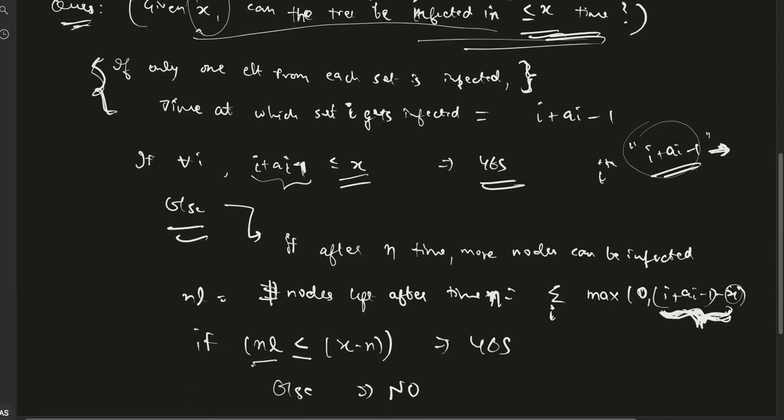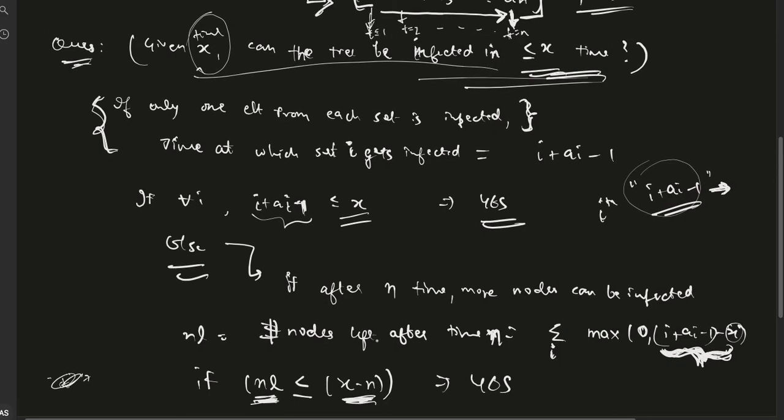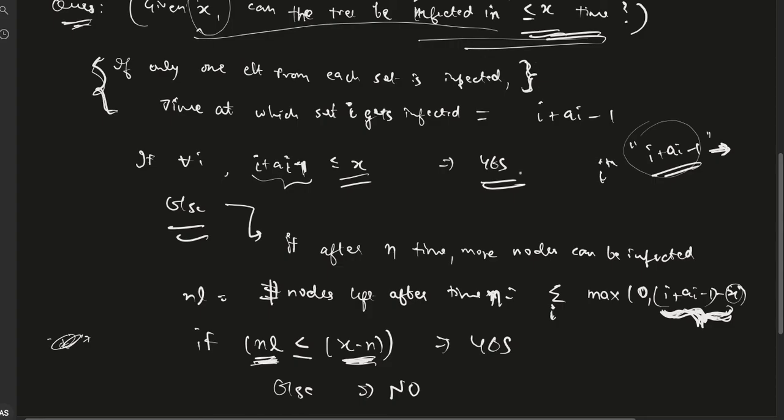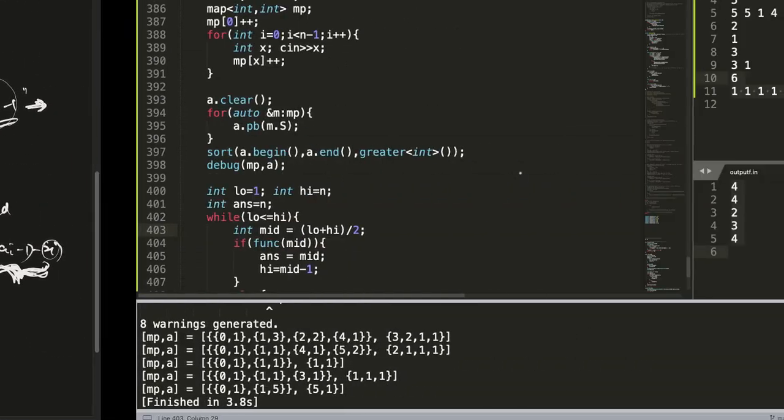If the number of nodes left is less than or equal to x - n, that is the time left, because at each time instant we can infect one node. So if the number of nodes left is less than or equal to the number of times left, that is x - n, we say that yes, the tree can be infected in less than or equal to x time, else no.